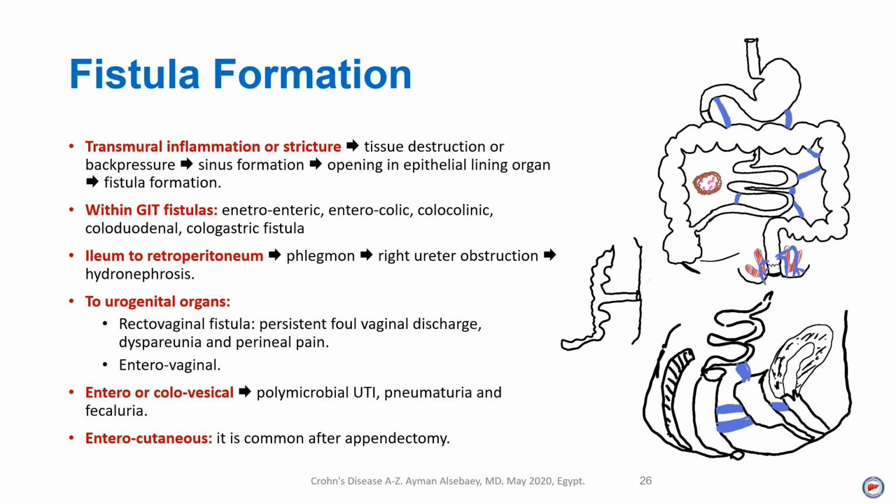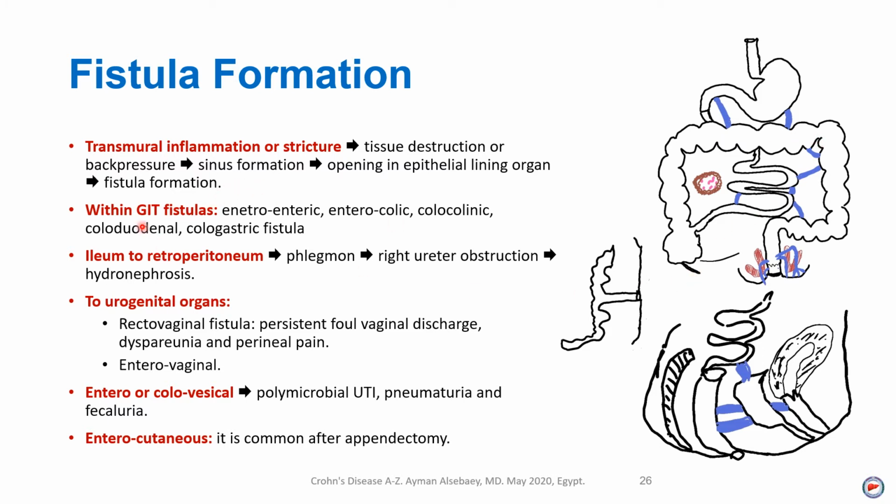Now we come to fistula formation, the most annoying symptom for the patient and the physician. How is the formation, or in other words, how do fistulae form? Simply, the transmural inflammation and the presence also of a stricture lead to tissue destruction and back pressure, which leads to sinus formation. Opening into an epithelial-lined organ leads to fistula formation.